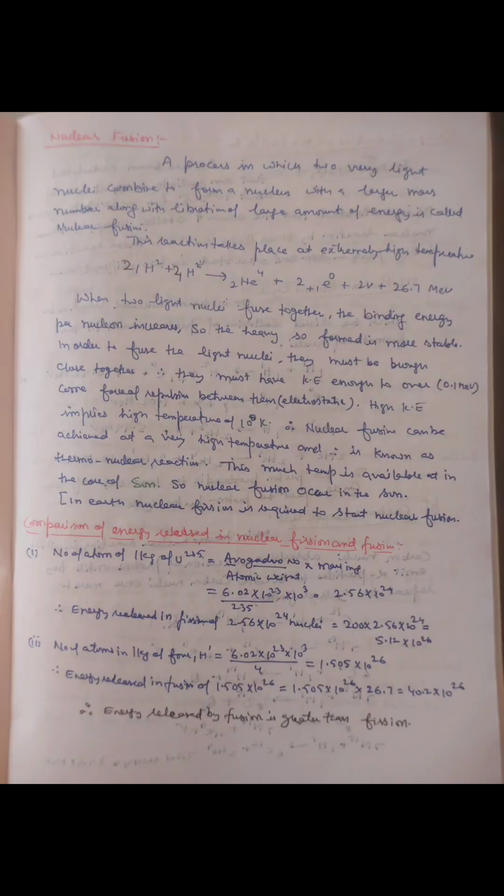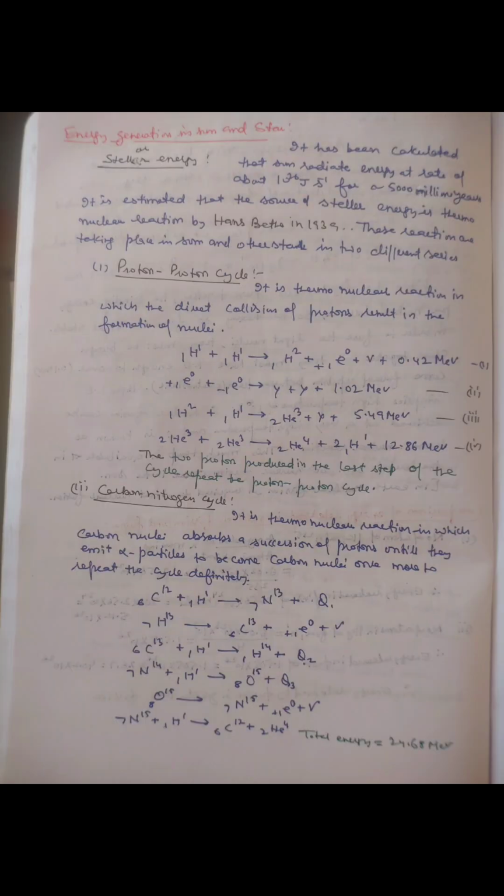The process in which two very light nuclei combine to form a nucleus with a large mass number along with the liberation of a large amount of energy is called nuclear fusion. The energy released by fusion is greater than that of fission. It has been calculated that the sun radiates energy at a rate of 10 raised to power 26 joule per second for 5000 million years. The source of stellar energy is thermonuclear reaction.